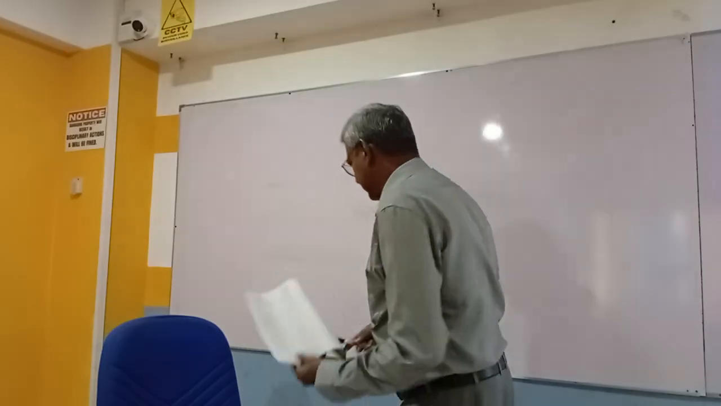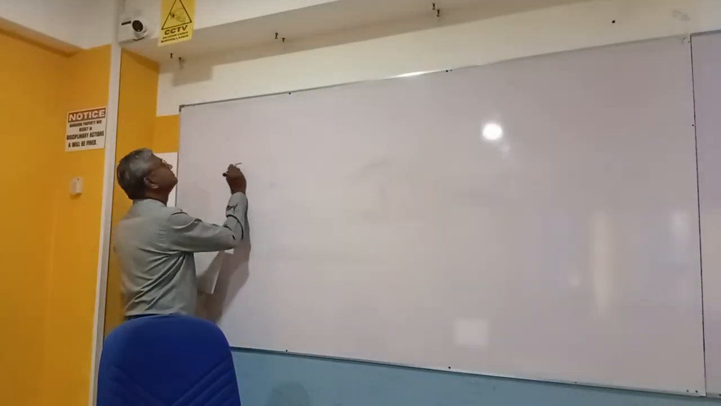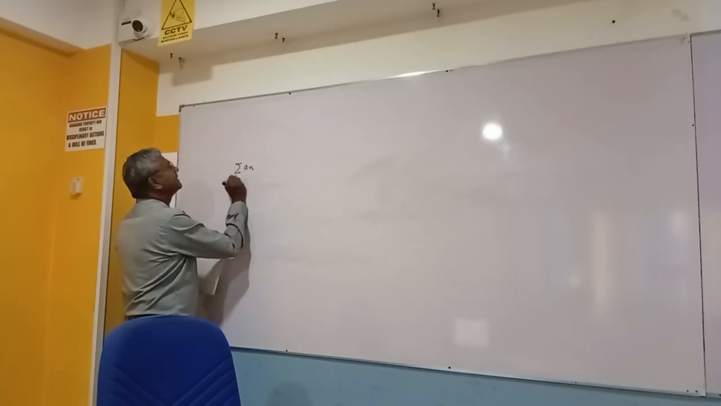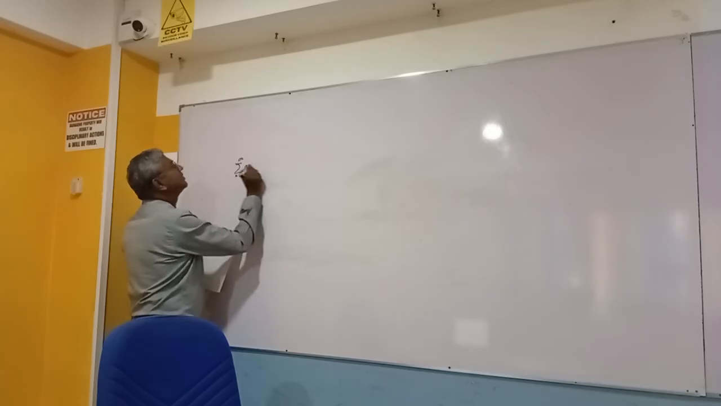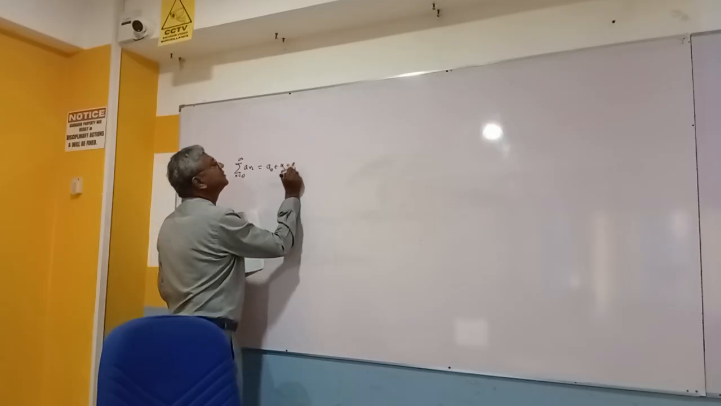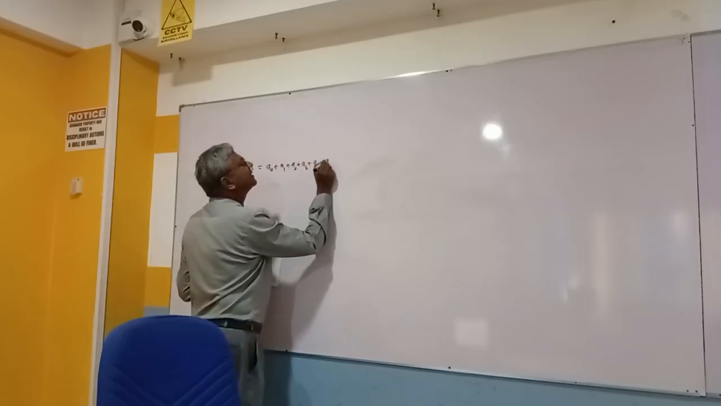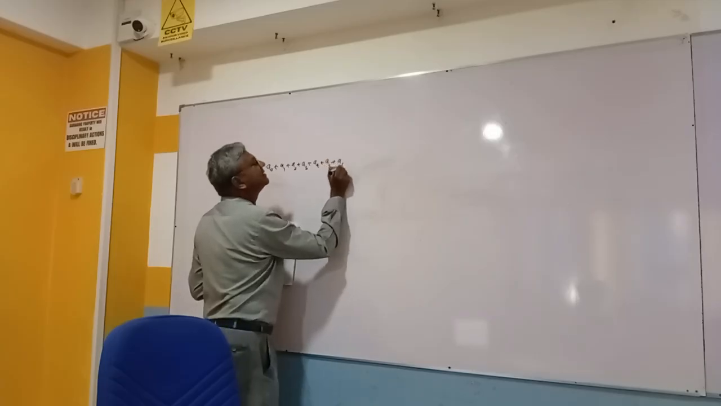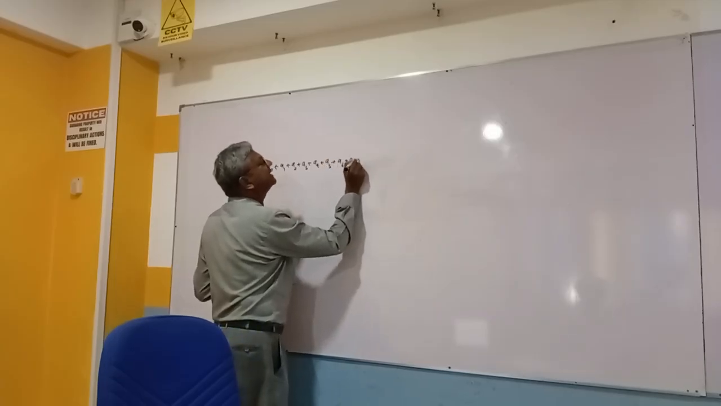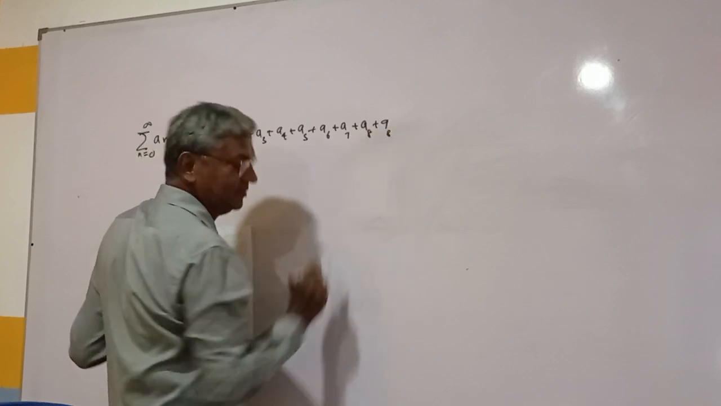So, what it says is, you have two series. One is the sum over n going 0 to infinity. So, that is A0 plus A1 plus A2 plus A3 plus A4 plus A5 plus A6 plus A7 plus A8, and so on.